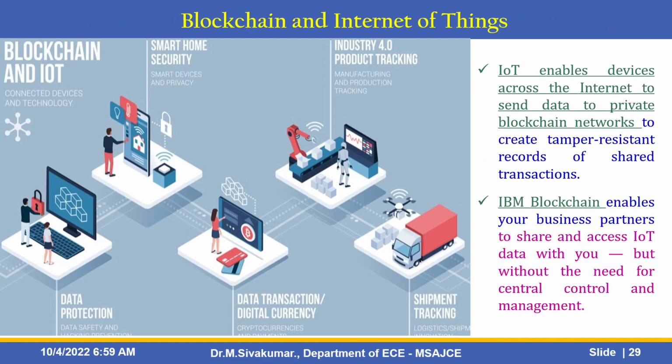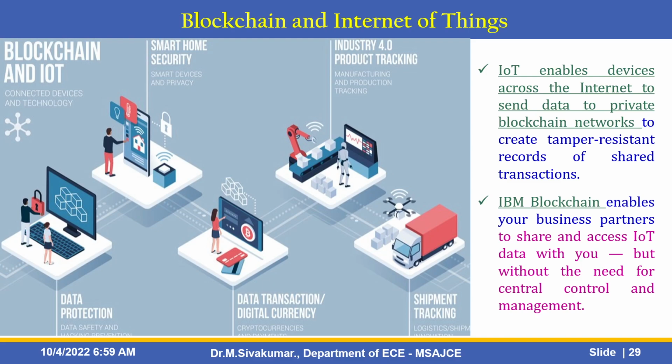Then blockchain and Internet of Things. Here, IoT enables devices across the internet to send the data to private blockchain networks to create tamper-resistant records of shared transactions. What do tamper-resistant records mean? You are not able to alter the data.